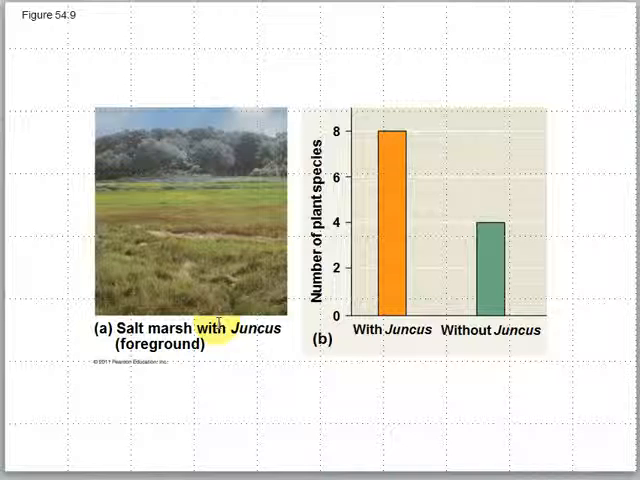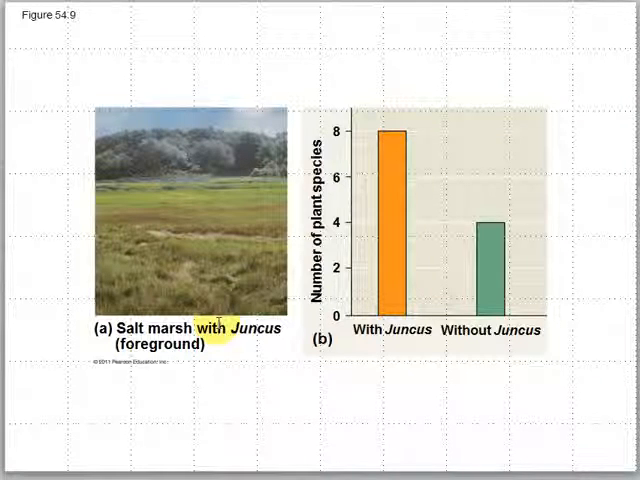We're going to move on to our next concept, 54.2, and it says diversity and trophic structure characterize biological communities, and we'll discuss a little bit more about that coming up. Take a break, be right back.